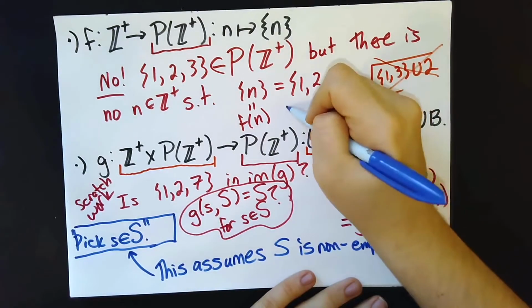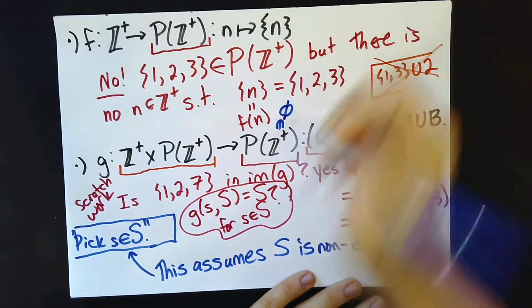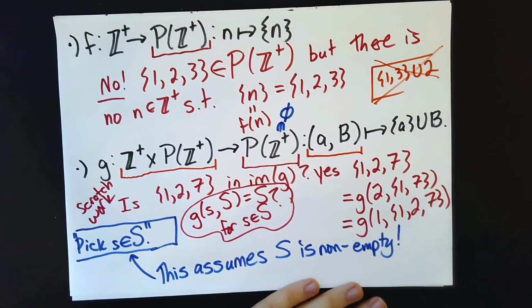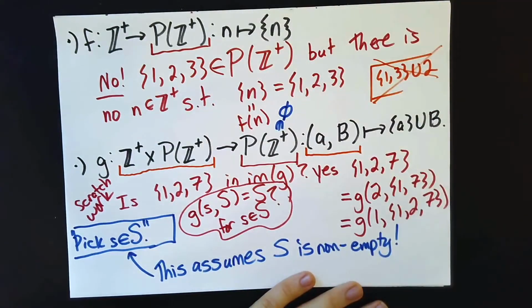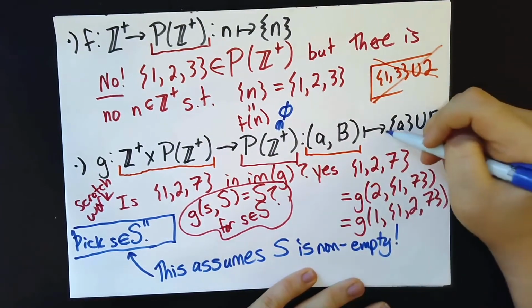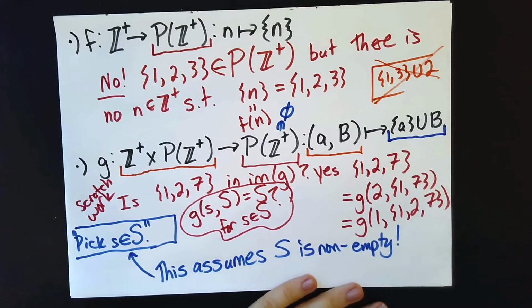The empty set is definitely an element of the power set of Z+. So if I'm going to claim that this function's onto, it needs to be the case that the empty set is in the image. Well, is the empty set in the image? And if I come over here, the answer is definitely no.